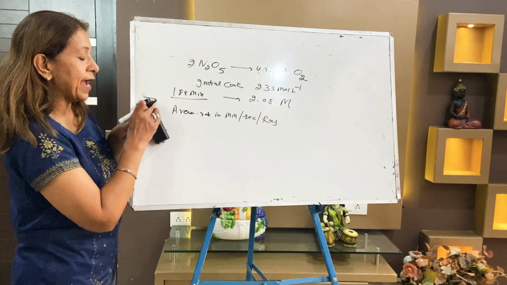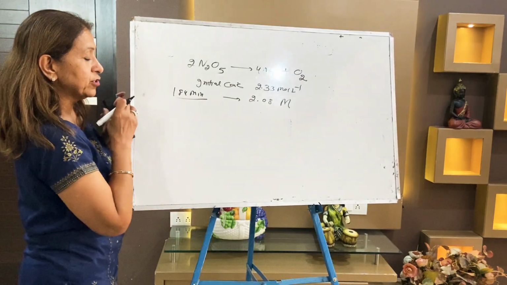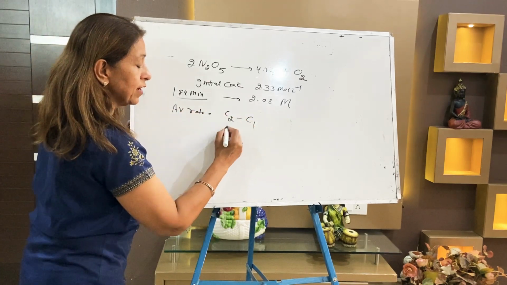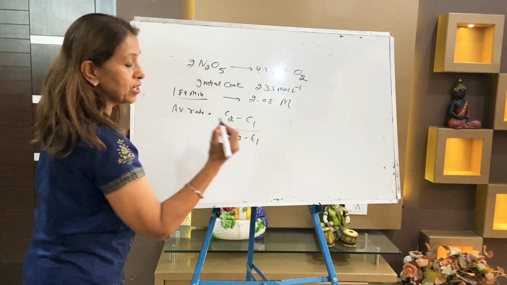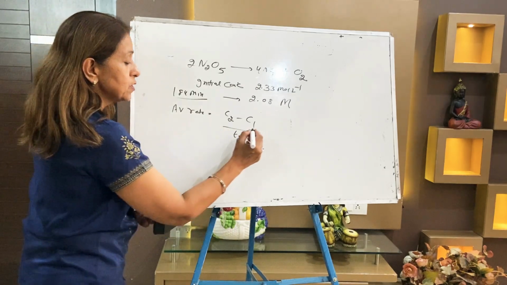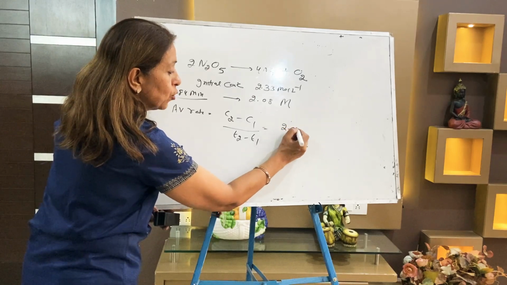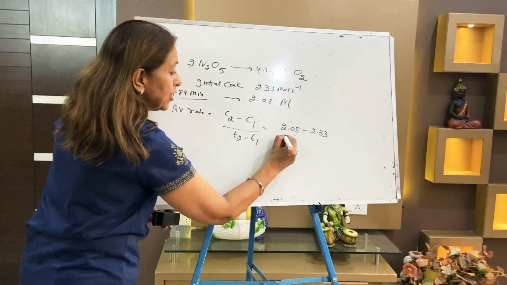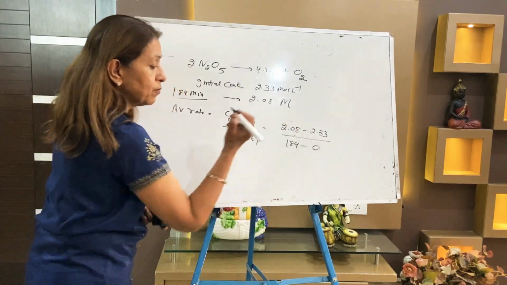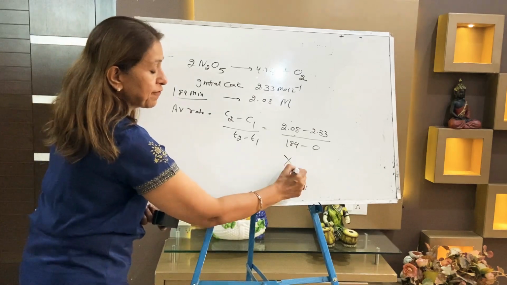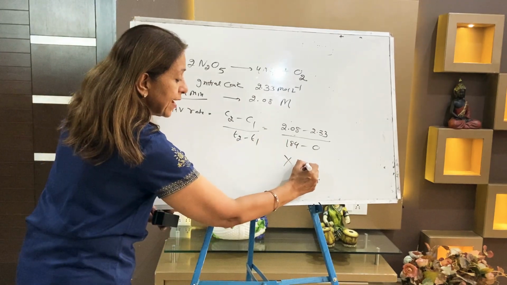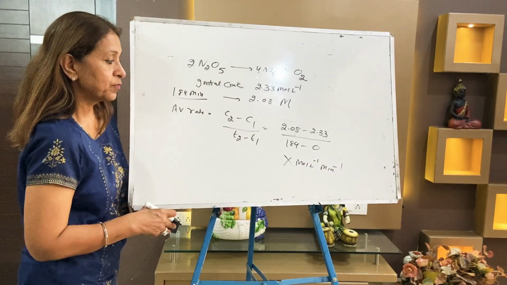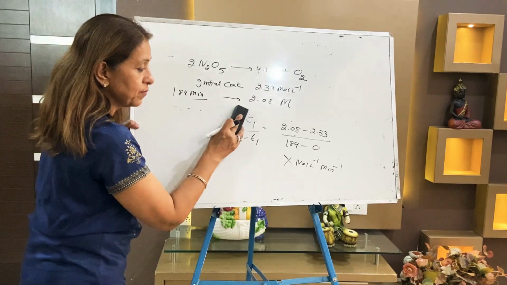Let us start calculating average rate. Average rate is equal to C2 minus C1 by T2 minus T1. Formula is simple. C2 is 2.08, C1 is 2.33, and divided by 184 minutes minus 0. After calculation, your answer is X mole per liter per minute, because 184 is in minutes. So your first answer is X.